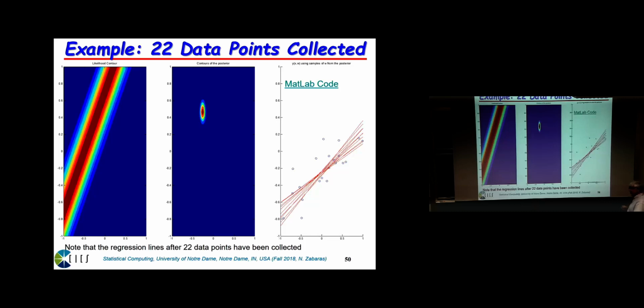The message here is that when you do Bayesian analysis, you don't get a regression function. You get a distribution. The idea here is one function cannot do the job. You need a distribution over functions, and this is what you see here.